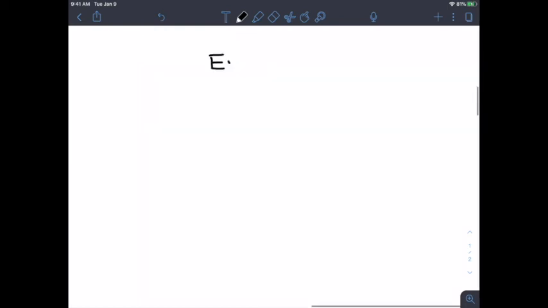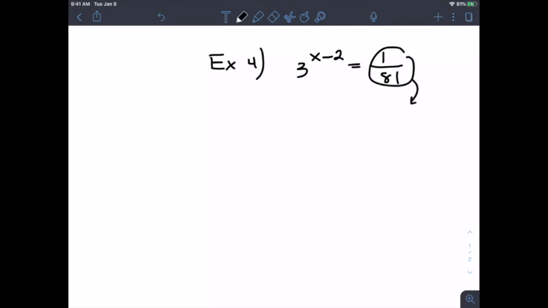Okay, example 4, my last example for this problem set. So I'm going to say 3 to the power of x minus 2 is equal to 1 over 81. Now again, I'm going to flip that fraction into something I can use. So I'm going to say 81 to the power of negative 1. That's going to equal 3 to the power of x minus 2.